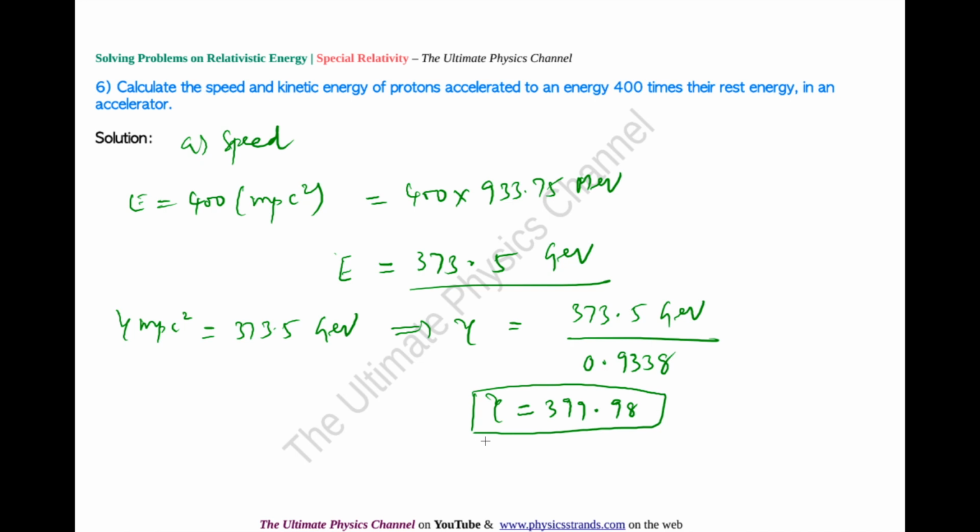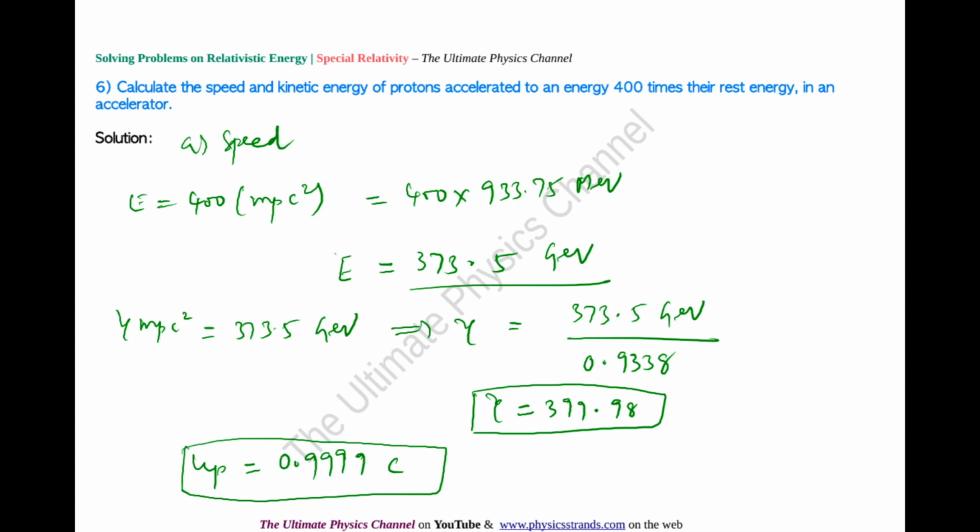399.98 is the value. From there, we can calculate the velocity of the proton using the expression 1 over square root of 1 minus u squared over c squared for gamma, and then we get the velocity as 0.9999c.